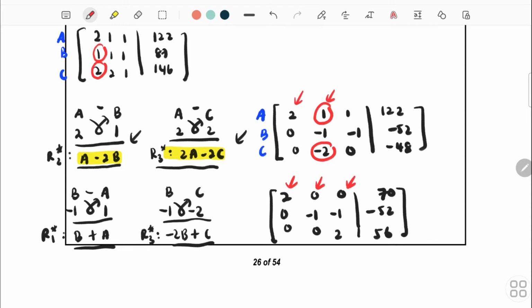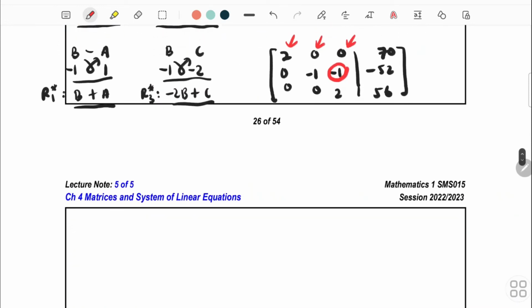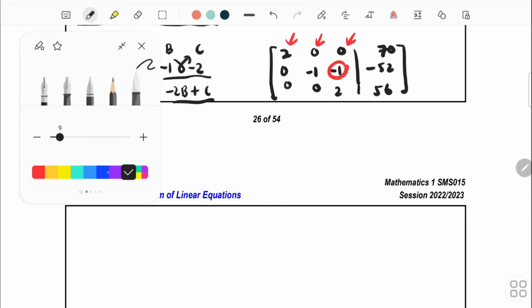For the third column, the elements that need to be changed to become 0 would be the first row and the second row. Since the first row is already 0, you don't have to change anything on that. So you're just focusing on the second row. Right? So we proceed with the next page. So you just need to change the second row.